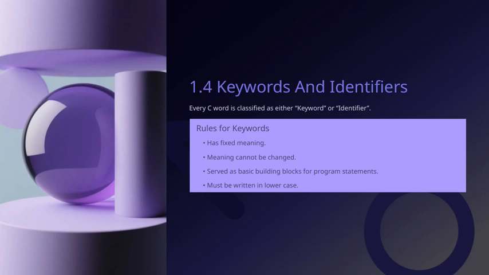Think of them as the building blocks for creating program statements. They form the core syntax of the language. Also, you'll notice that keywords must be written in all lowercase letters. This helps distinguish them from identifiers, which are names we choose ourselves, like variable names or function names. Recognizing these keywords and understanding their fixed roles is fundamental as we start to write and analyze C programs.